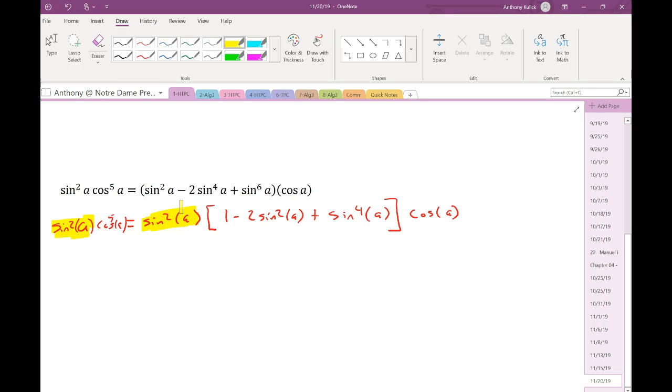All right. So knowing that we're going to have to concentrate our efforts on this part in the brackets, what do you want to do next? Well, you have 1 minus 2 sine squareds.